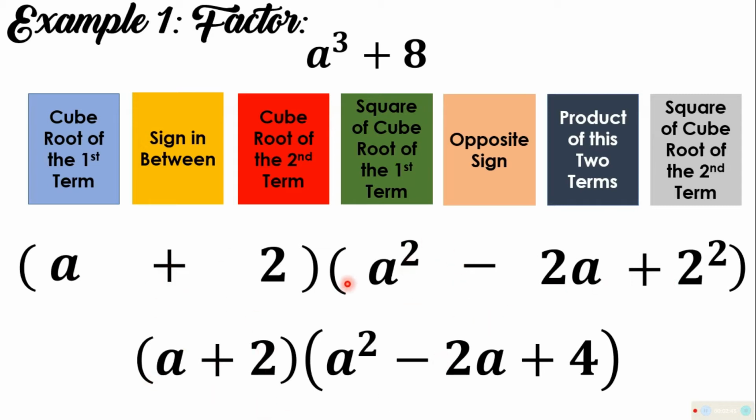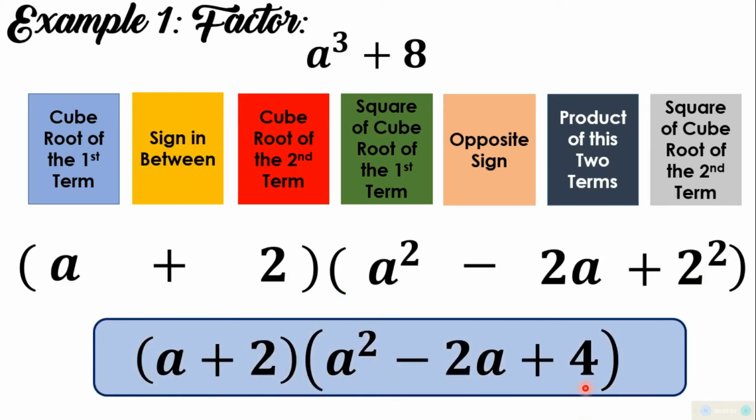And then, on our second factor, yung 2 squared magiging 4. So, ang final answer na natin ay ito. So, the factors of a cubed plus 8 is the quantity of a plus 2 multiplied to the quantity of a squared minus 2a plus 4.